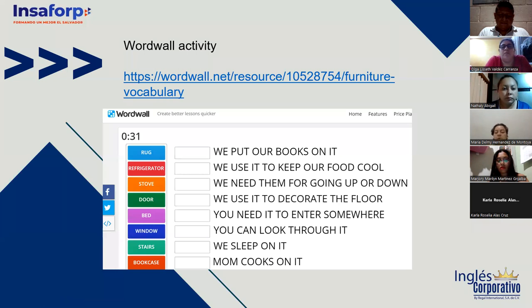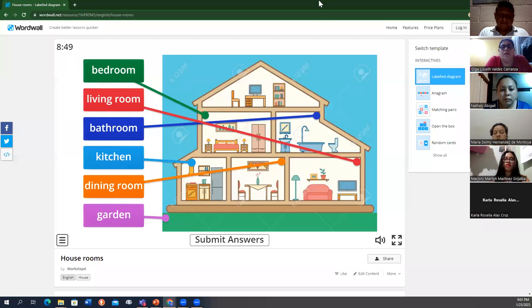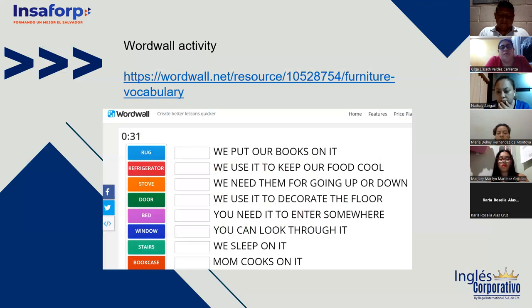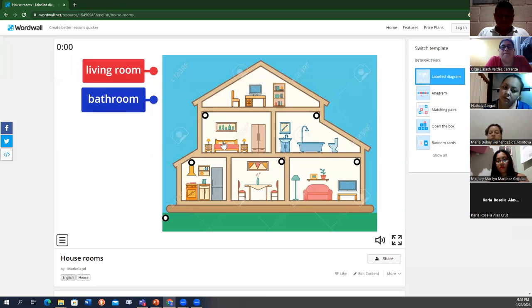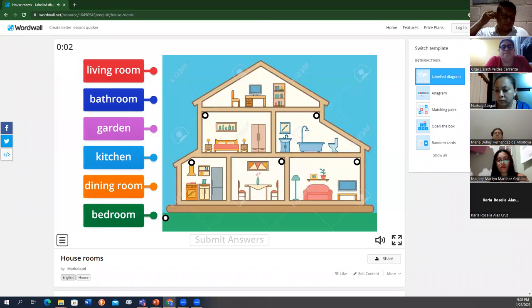Okay, first we have an activity that is related to a house. Because the topic for today is how to describe your house or your apartment. It depends where you live, right? Okay, we're going to name the parts of the house. Vamos a ponerle nombre ahorita a las partes de la casa.